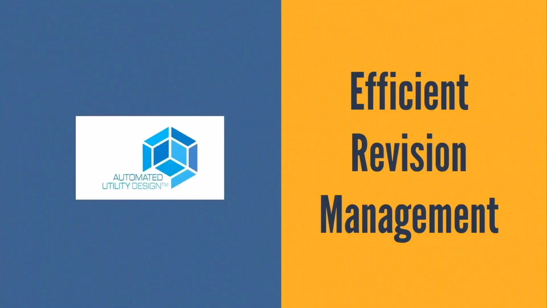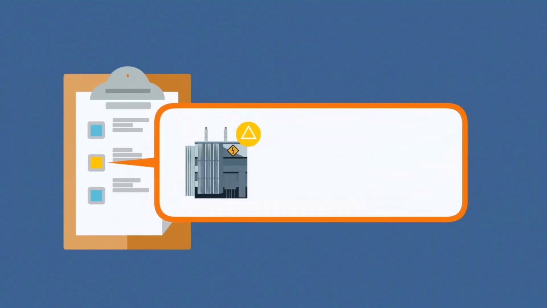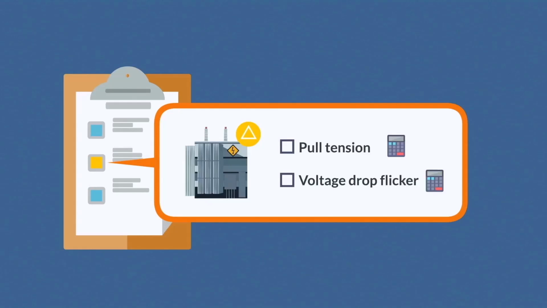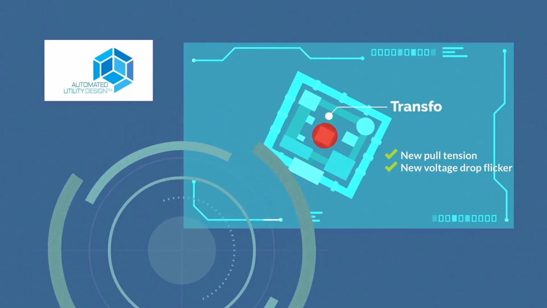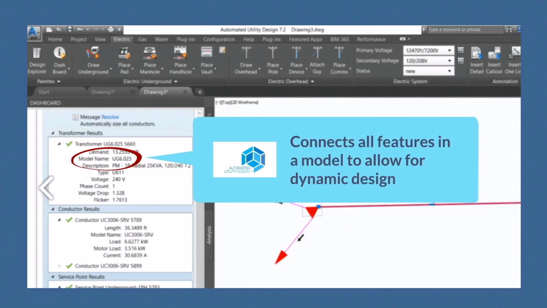Now, let's talk about revisions. Minor changes like transformer relocation currently take a significant amount of time to update due to the implied changes to pulling tension and voltage drop flicker. Estimators must recalculate both of these values in Excel and update the table in the CAD drawing. What can seem a simple change tends to impact several aspects of the drawing and is done manually. With the use of AUD, most revisions get updated automatically because all the features of the drawing are connected within a model. This design and process saves time and reduces the chance of overlooking a change.